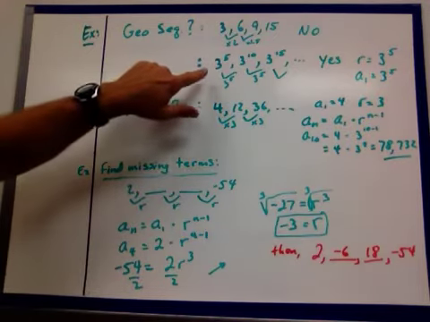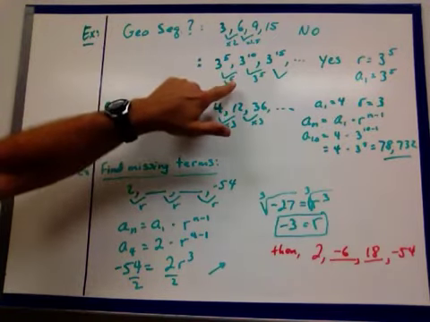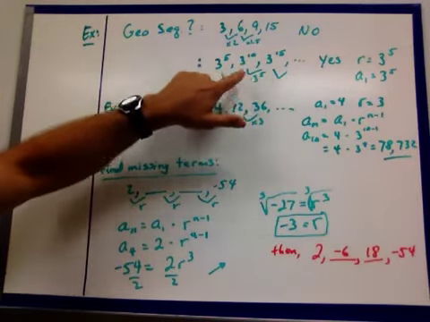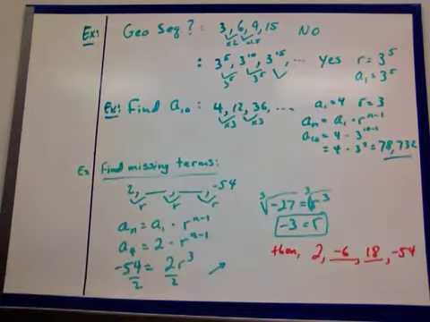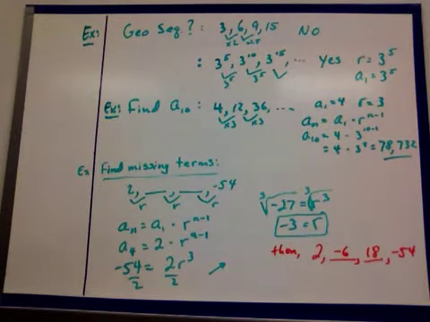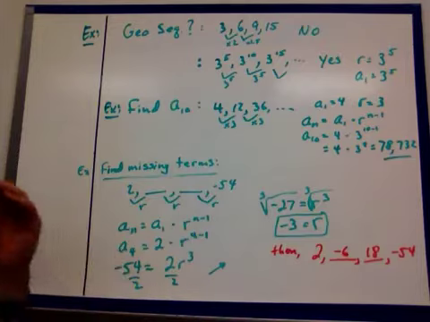What about here? To get from 3 to the 5th to 3 to the 10th, you multiply by 3 to the 5th. To get from 3 to the 10th to 3 to the 15th, you multiply by 3 to the 5th. So yes, this is geometric, and our R is 3 to the 5th, and the first term is 3 to the 5th.